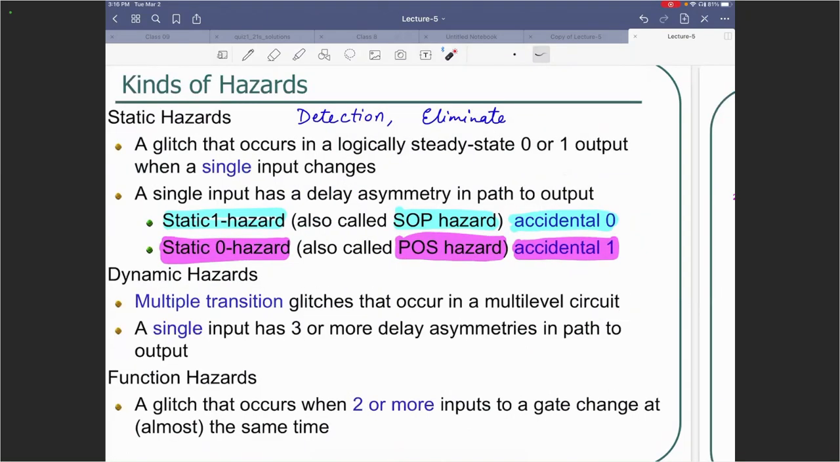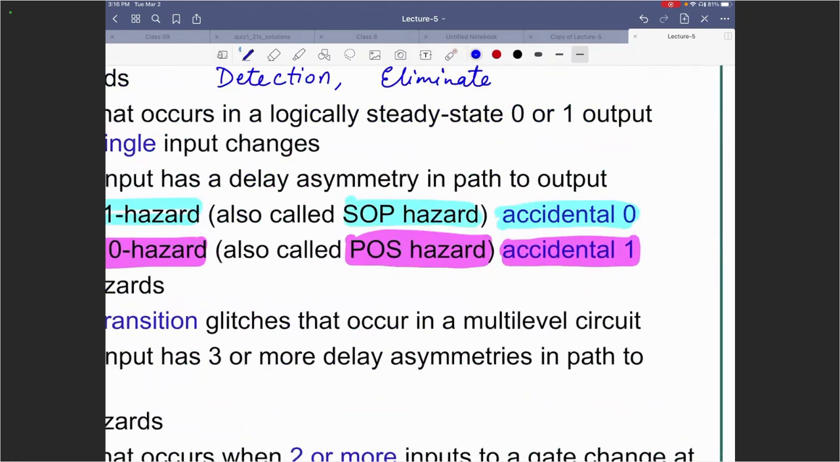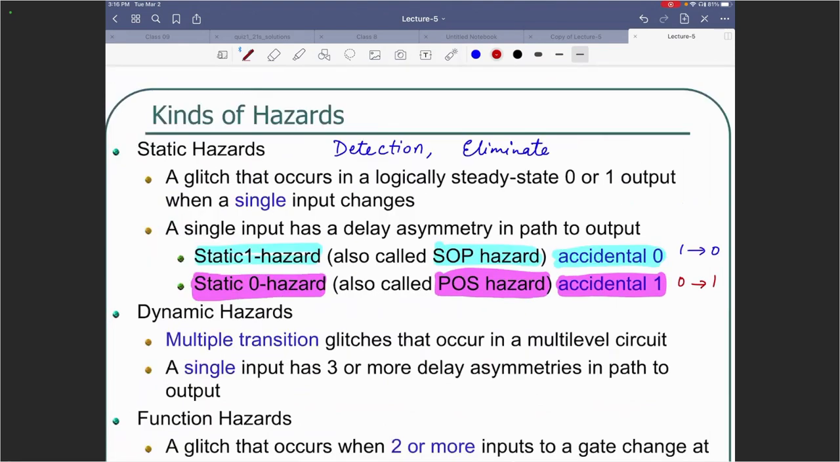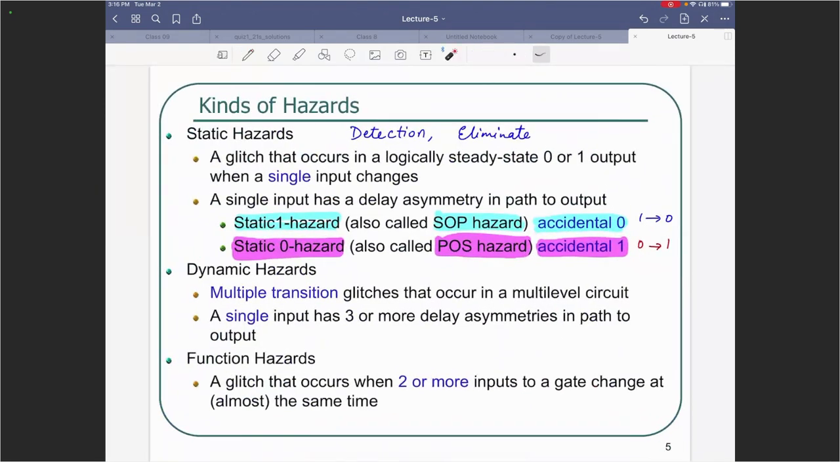But the point is, an accidental one happens when your input changes from one to zero, and an accidental zero in sum of product happens when your input changes from one to zero. In the POS hazard, you get an accidental one when your input changes from zero to a one, and not the other way around. And we'll take a look at a lot of examples here to see whether that's true or not.